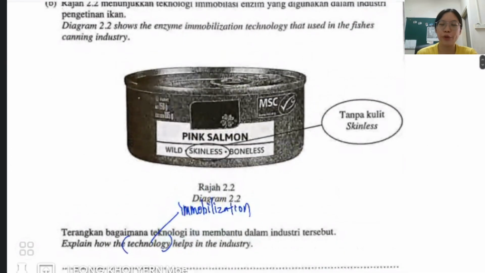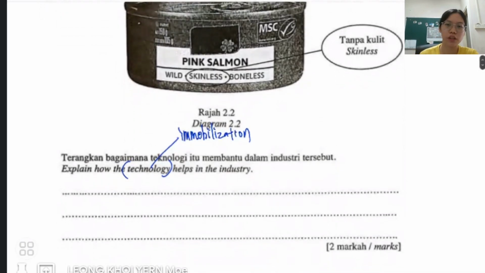And they don't want you to really talk about how you use the protease enzyme to produce, yeah, you can produce a skinless fish, but what about when they apply this technology, how it actually enhances its function? So you can actually state what is the enzyme used to produce skinless fish. So you are basically using a protease enzyme. However, how are you going to explain the immobilization technology?